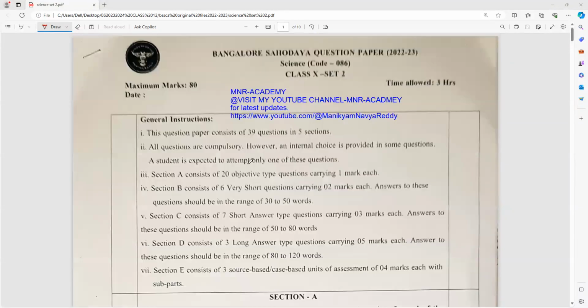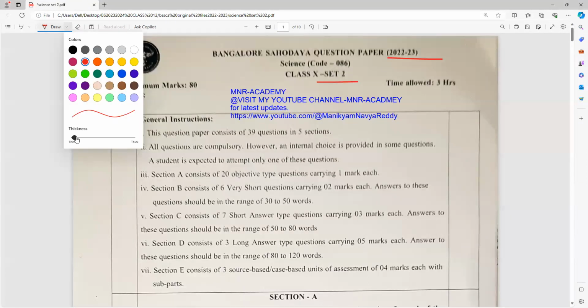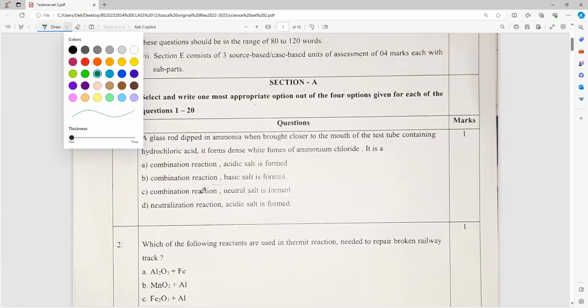So coming to the first question. This is last year's set 2 paper. Yesterday I solved set 1, so those who were absent, you will continue today. So the first one, the first question.